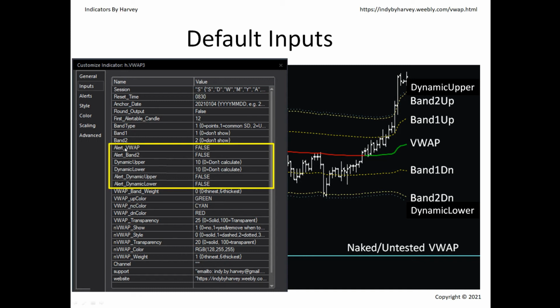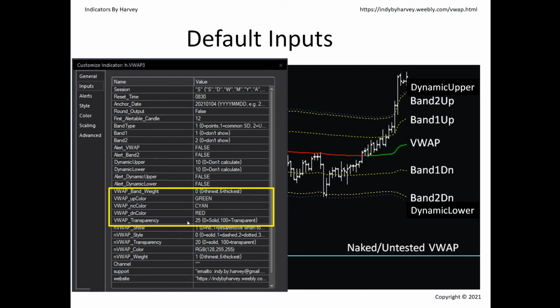You can control whether the indicator alerts when price tests VWAP, or when price tests band 2, or when price tests the dynamic upper or the dynamic lower. All of those alerts will occur after the first alertable candle. The dynamic bands are based on a calculation the indicator does based on the 10 previous sessions. It looks at the maximum deviation up, the maximum deviation down, and generates a hypothesis for the day of what it might be.